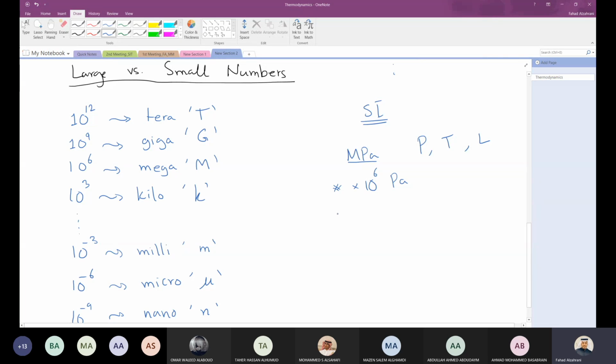Imagine that I have a temperature which is in degrees Celsius, let's say 10 degrees Celsius. How do you convert it to Kelvin?